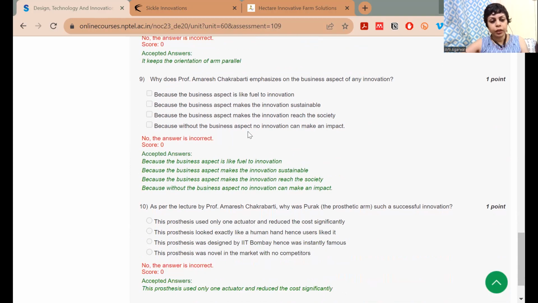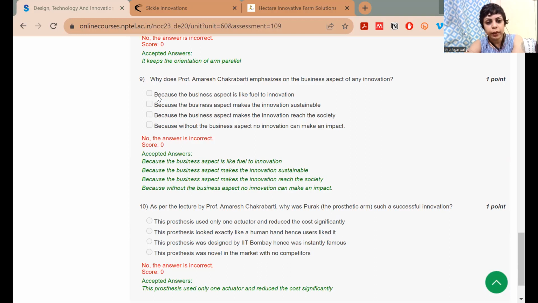Okay, question number 9. Why does Professor Chakraborty emphasize the business aspect of any innovation? Option 1, because the business aspect is like fuel to innovation. He says this in the lecture. So actually, you can see that all 4 options are correct. He has covered all this in the later part of the lecture, where he said the business aspect makes the innovation sustainable because, of course, unless you have a steady stream of revenue, you can't really make the product more sustainable.